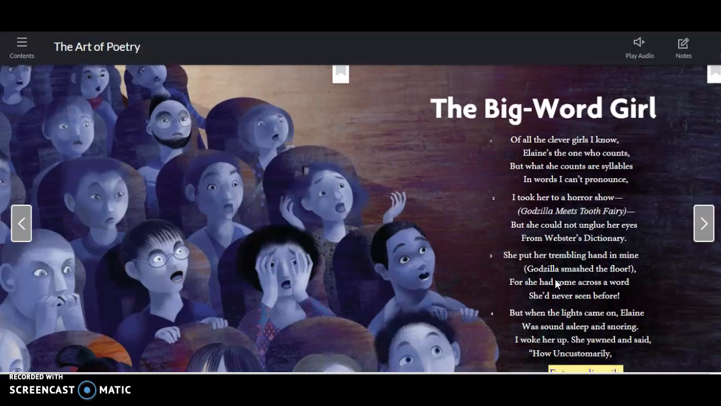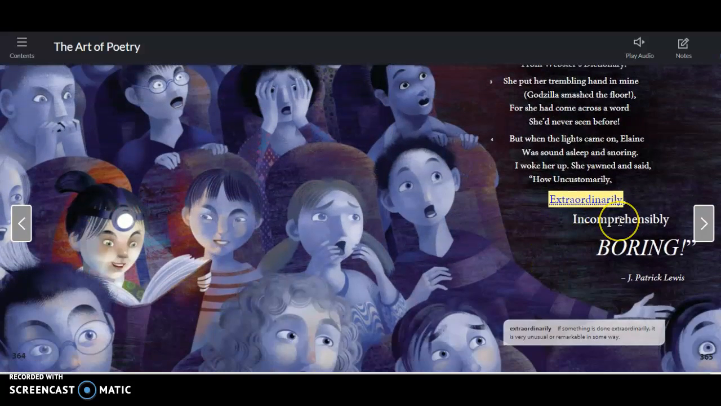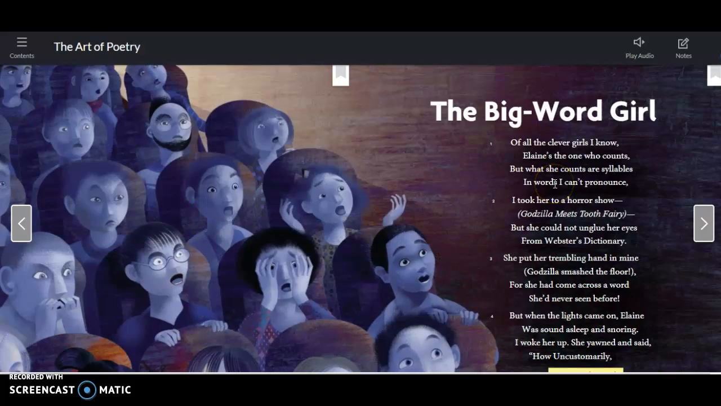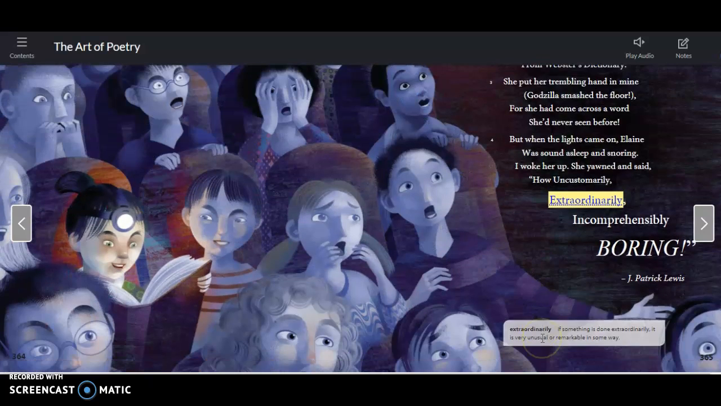So here we just have a lot of rhyming words. We have the rhyme scheme: A for no, B for count, C for syllable, and B again for pronounce. So A, B, C, B. And that's the same rhyme scheme that each stanza follows, and here we have 4 different stanzas.